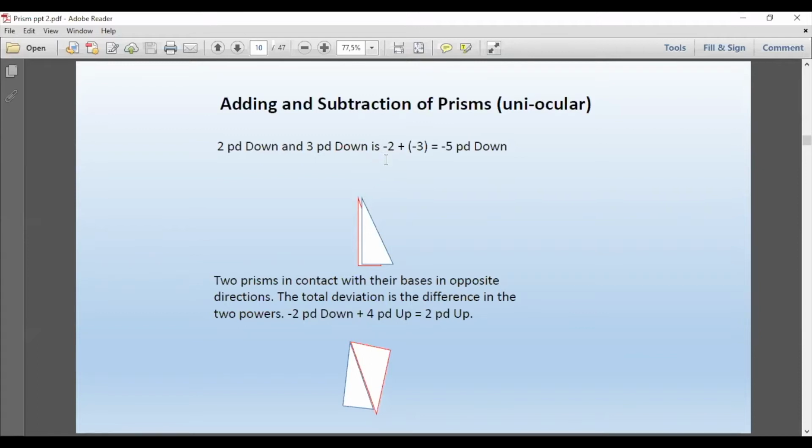And now if I'm taking a 2 down prism and I take another 3 down prism, your total prism over here is going to be 5 down, -5, which is down, which is pretty straightforward.